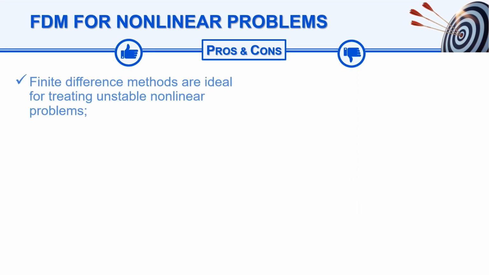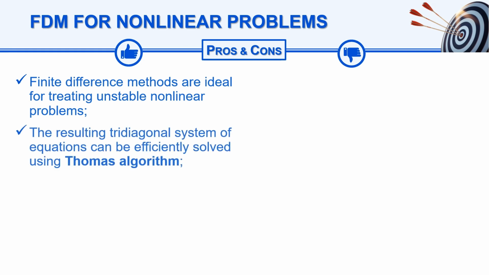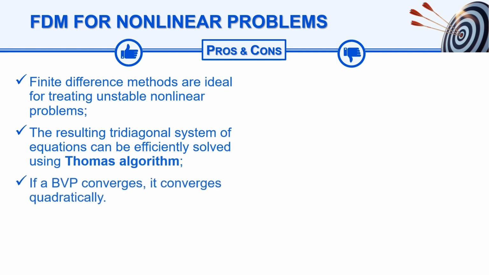The advantages of the method are: finite difference methods are ideal for treating unstable nonlinear problems. The resulting tridiagonal system of equations can be efficiently solved using the Thomas algorithm. If a boundary value problem converges, it converges quadratically.